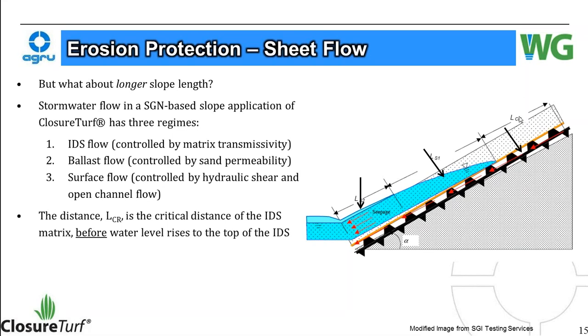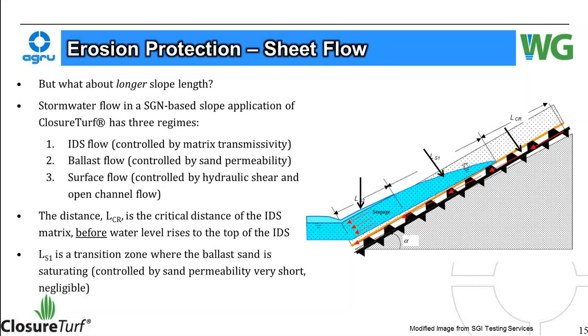This distance here, L sub CR, or the critical distance of the IDS matrix, is determined as the length before the water level rises to the top of the IDS and starts to saturate the sand layer. L sub S1 is the transition zone where the ballast sand is saturated and it's controlled by the sand permeability. It's very short, it's pretty much negligible. And then L sub S2 is where surface flow begins to develop, and it's controlled by the hydraulic shear capacity of the sand.